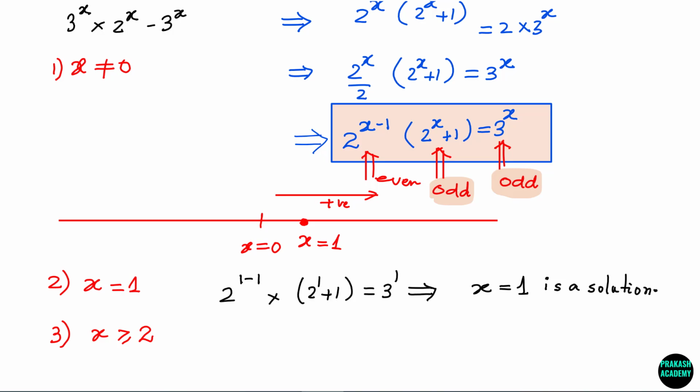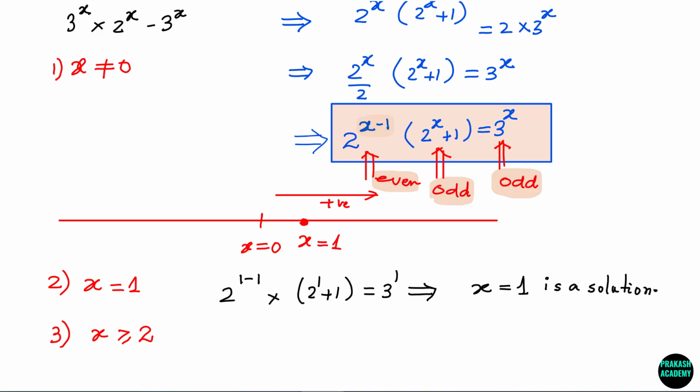And this will be even. Let us say 2 to the power 2, 3, 4, but you have to subtract 1 here, so this will be even. So if you consider x equals 2, then this will become 2 raised to the power 2 minus 1, that is 2 raised to the power 1.